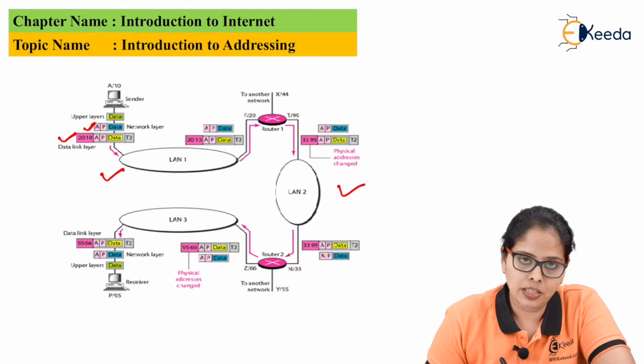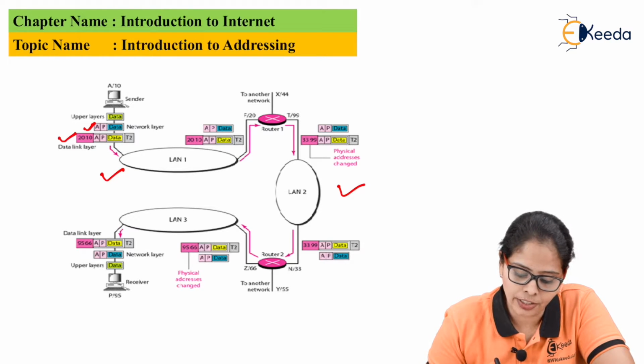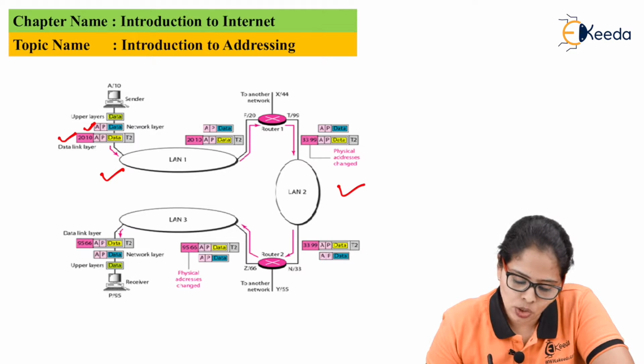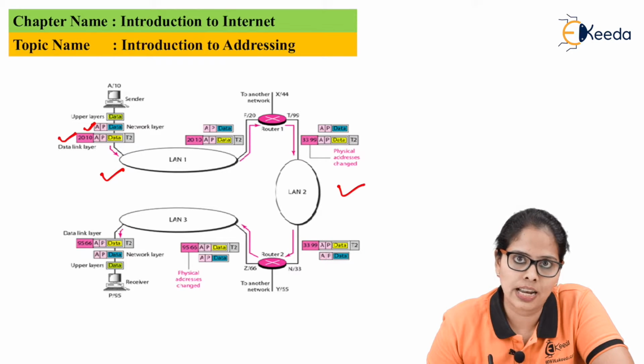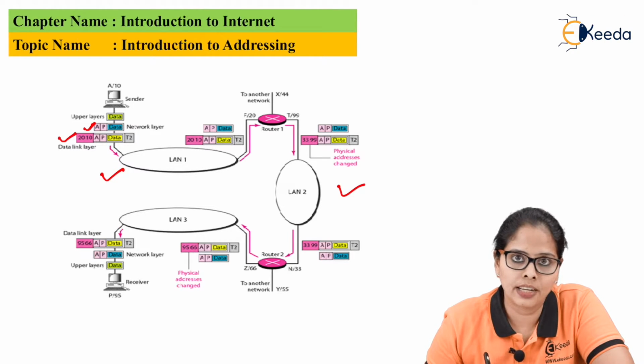Now this frame is passed from network 1, and when it reaches network 2, can you see my source and destination address has changed? Initially it was 20 and 10, but when it reached the second network, the addresses changed. It became 33 and 99. So as you know, the physical address goes on changing when you switch the network.